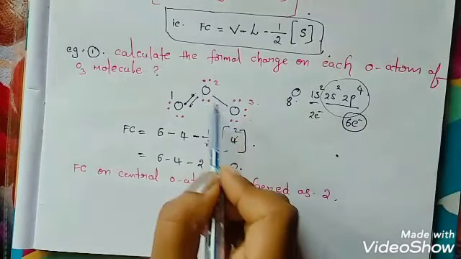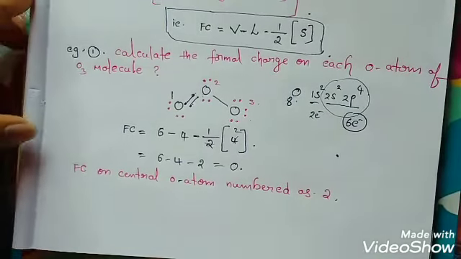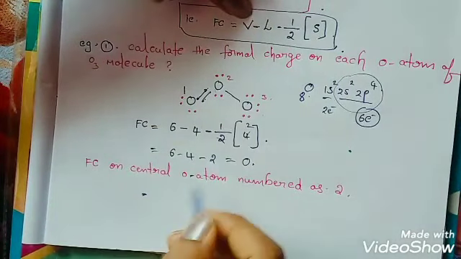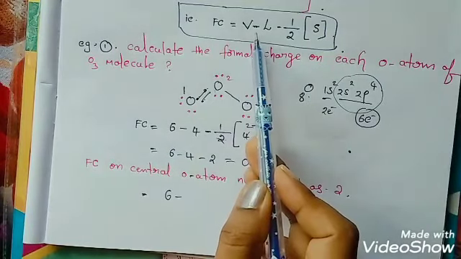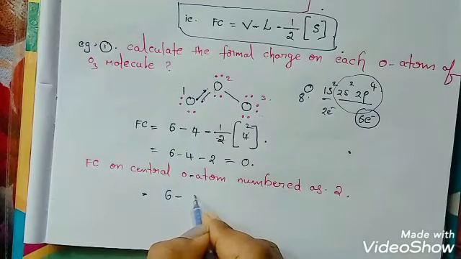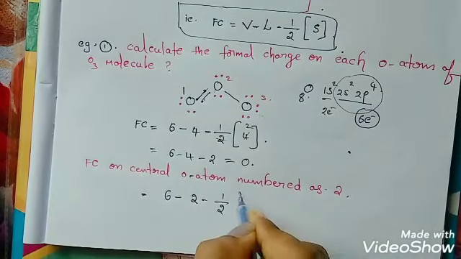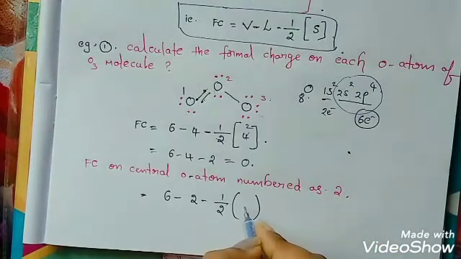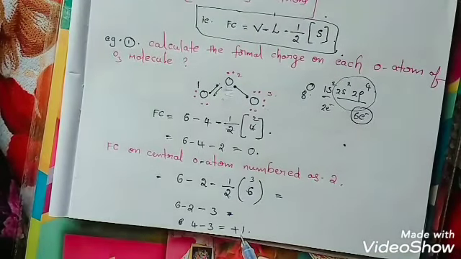Now the second atom is the central atom. The formal charge on the central oxygen atom, numbered as 2. If you apply the formula for calculating the formal charge, again V means the total valence electrons, 6, minus the lone pair of electrons. Students, how many lone pair electrons are present in the central atom? Those are 2 electrons. 2 electrons, and minus half into S, that means shared electrons. How many, students? There are totally 6. Finally, we got the answer, plus 1.